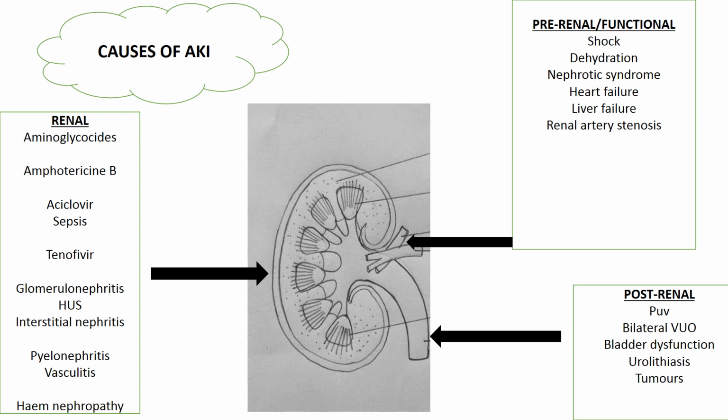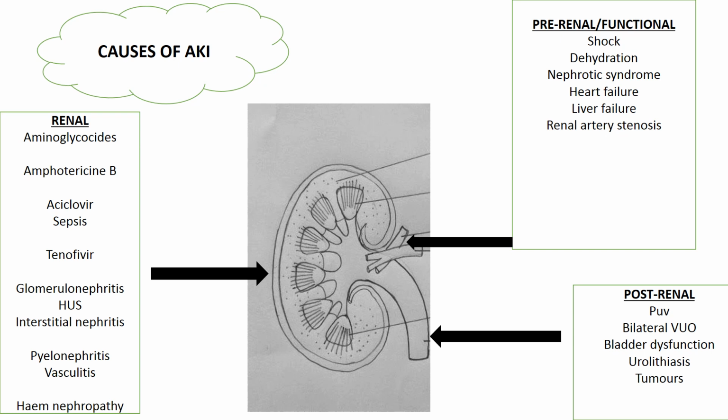And then finally, renal causes would be those things that damage the renal cells directly. So drugs such as aminoglycosides, things like gentamicin, things like amphotericin B, vancomycin, acyclovir.